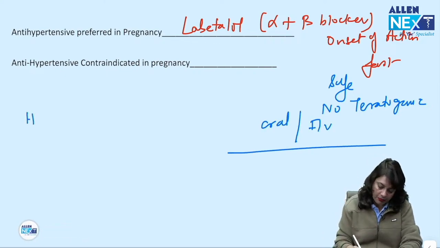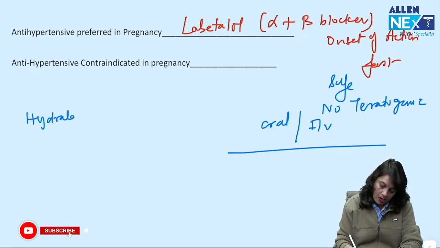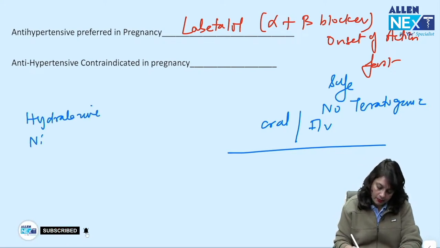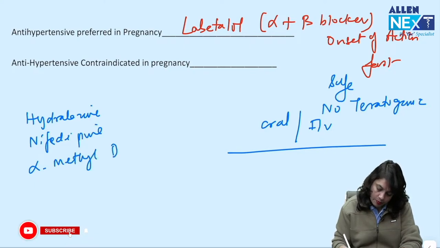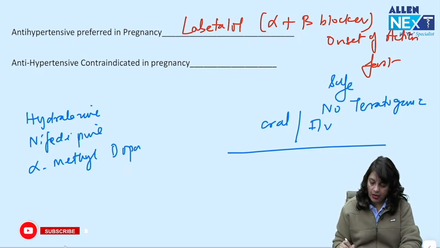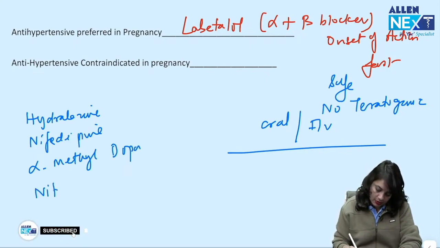What are the other preferred drugs? Hydralazine, nifedipine, alpha methyldopa. If blood pressure is not controlled in spite of labetalol IV, then you can start nitroglycerin drip.